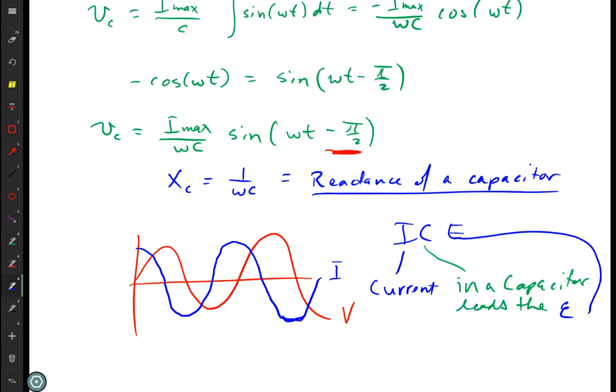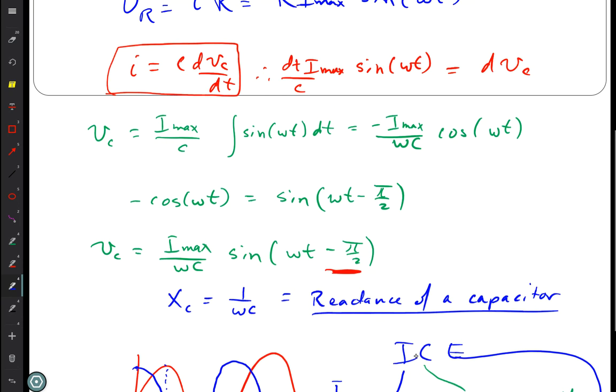So the current leads the voltage means that the current is going to have its peak at an earlier time than the voltage. So the red line, the voltage, had its peak out at this time, and the current, the blue one, had its peak back here. And so that's what we mean by leading. The one that's leading here is the current because it came first. The one that's lagging is the voltage because it reached its peak later.